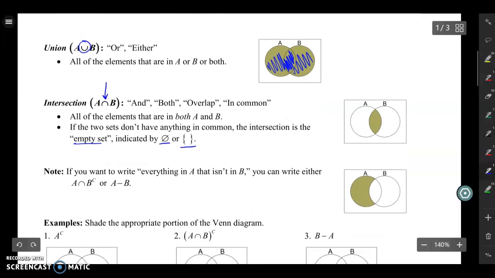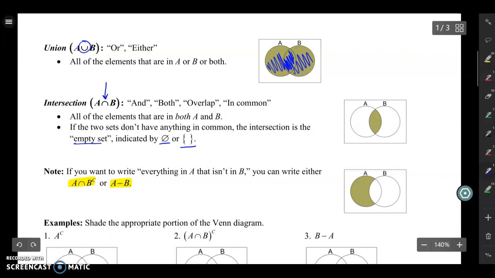Another thing that we can do, sometimes you might want to say, I want to know everything that's in A as long as it's not in B. If you look at the Venn diagram on the right, it's everything that's part of the A circle as long as it's not in the B circle. And there's 2 ways of writing that, and they are right here. It's A intersection B complement, or more commonly A minus B.